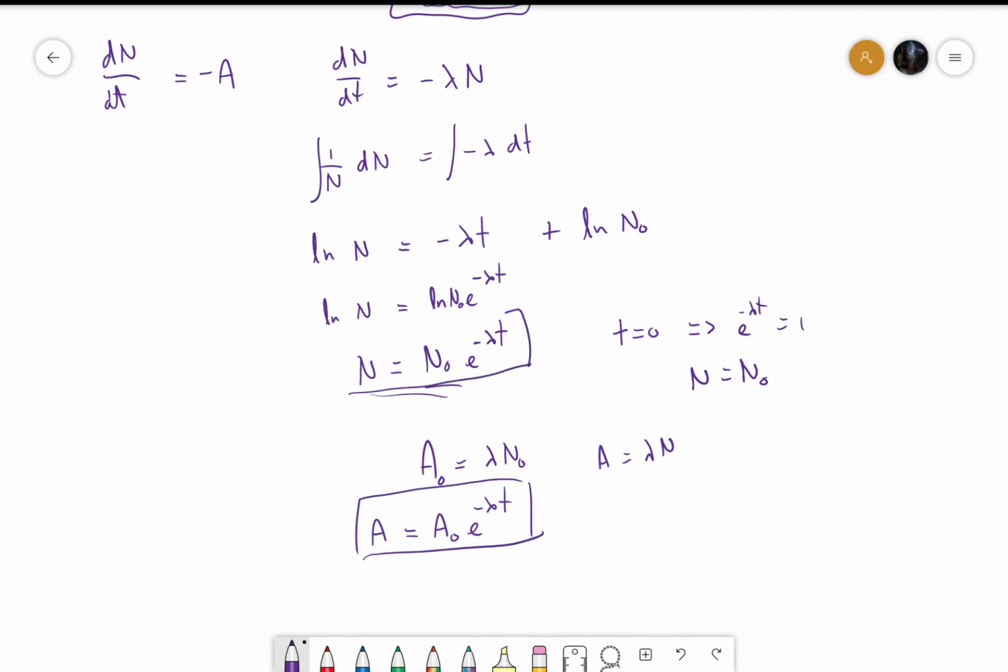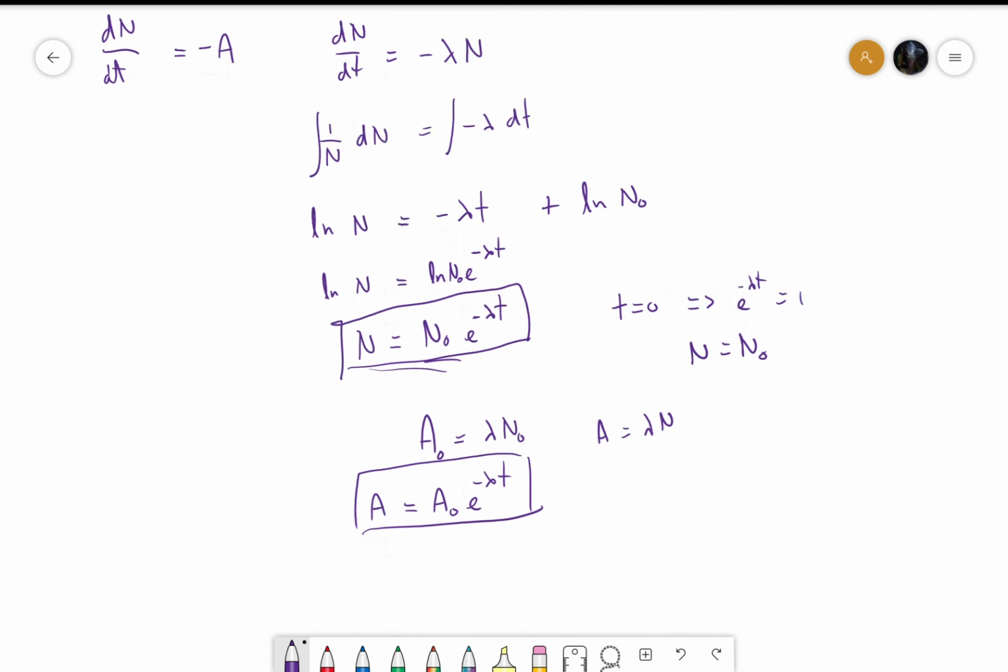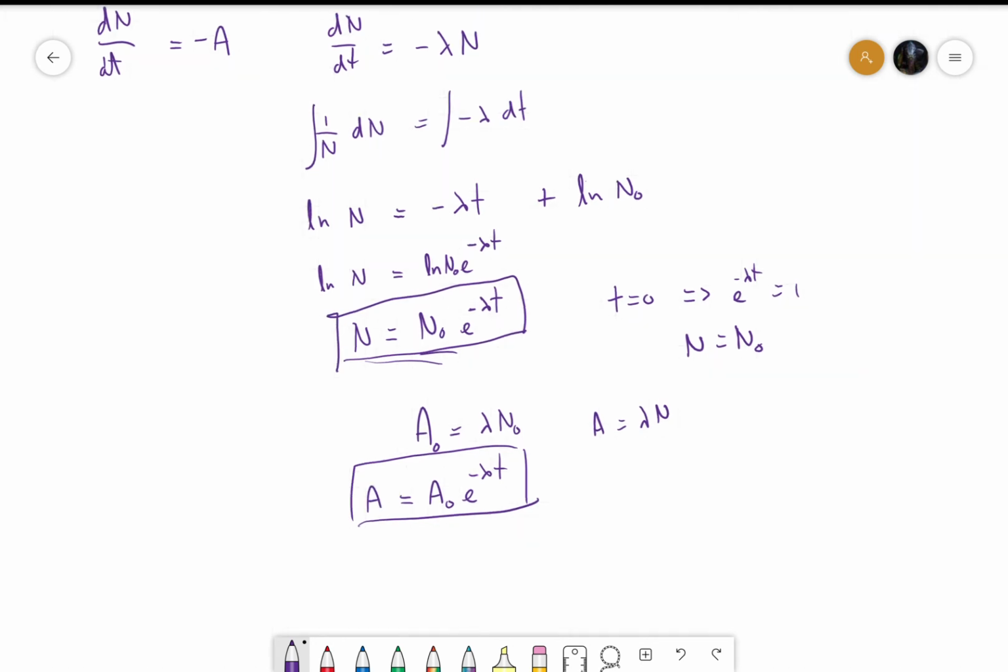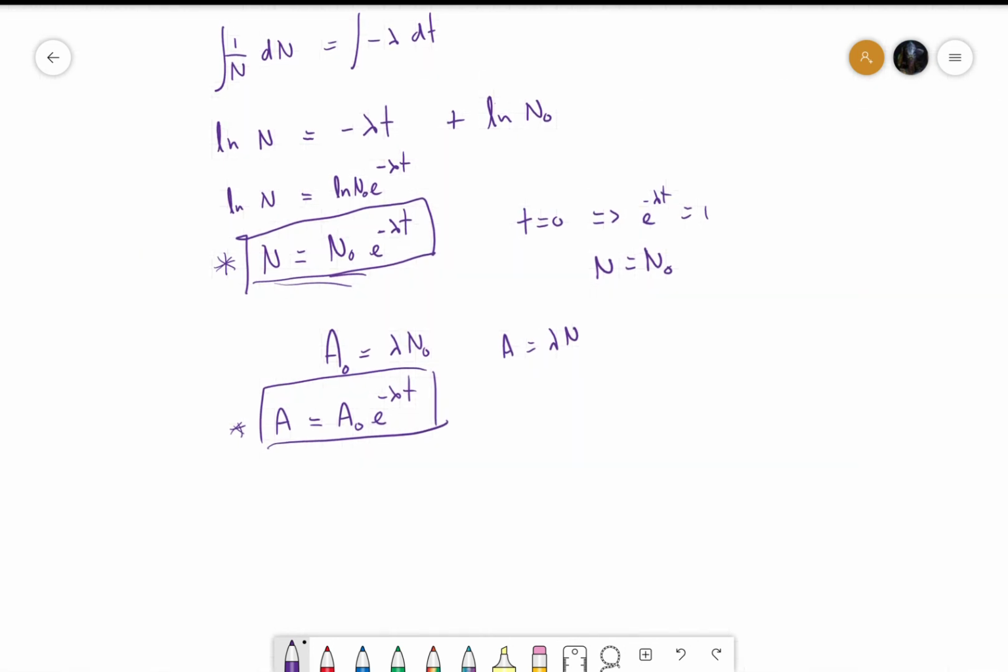So these are my two rate equations. The top one tells me how the number of radioactive atoms changes with time. The bottom one tells me how the activity of the sample changes with time. And both of these, since activity is directly proportional to the number of radioactive atoms, give me that very distinctive exponential decay graph, which looks literally exactly like that.